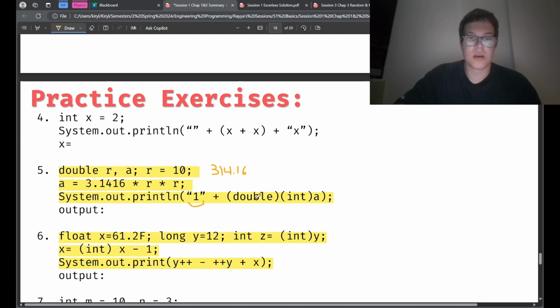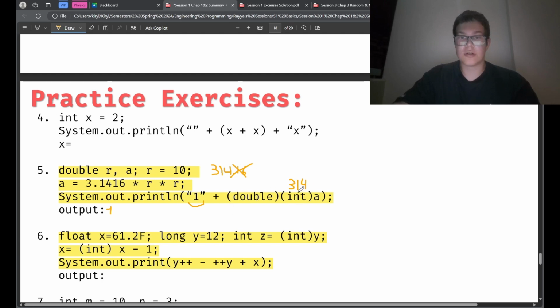So since this is a string, I know that my output will start with a 1. And now I'm going to go through this. First I'm casting the A, which is a double, into an integer. Now you need to remember, when I cast a double into an integer, I'm going to get rid of these decimal points, and so I'm going to be left with 314. I'm just going to delete these decimals.